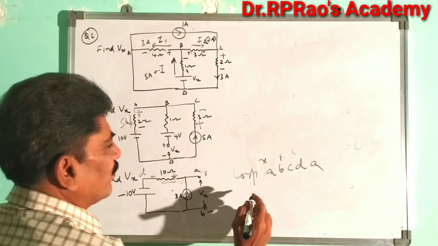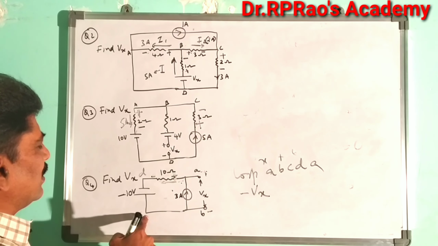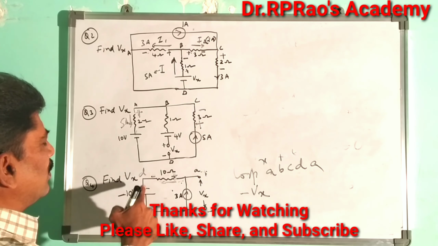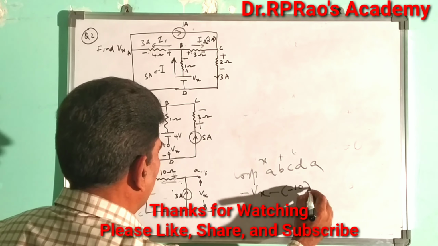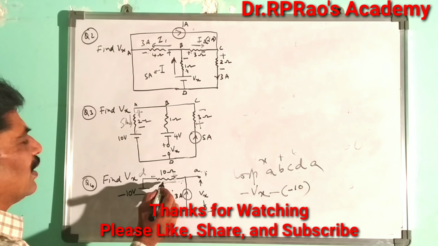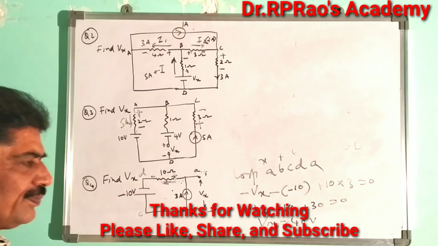A to B, fall in potential, minus Vx. B to C, nothing is there. C to D, fall in potential, so minus 10. Then here, rise in potential, so plus 10 into 3 amperes is equal to 0. So minus Vx plus 10 plus 30 is equal to 0. So Vx is equal to 40 volts is the answer.